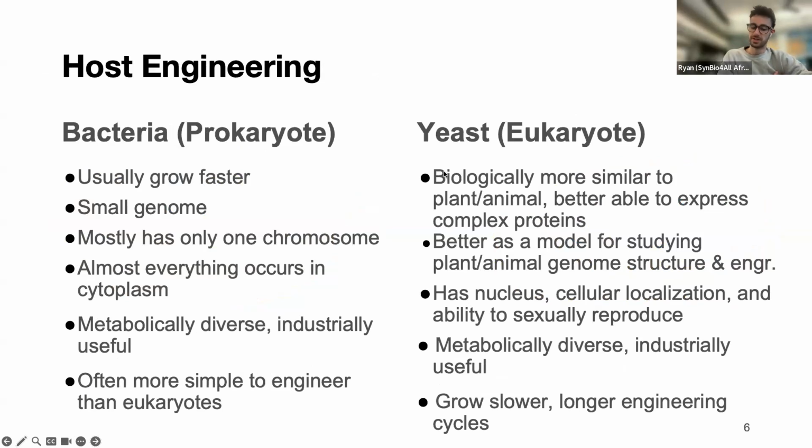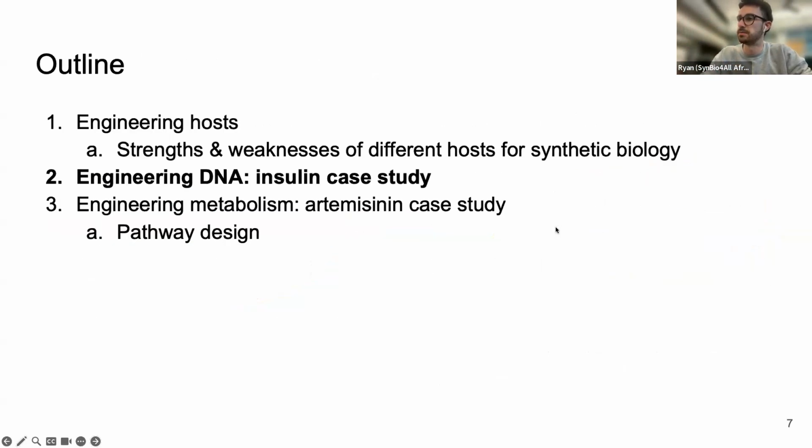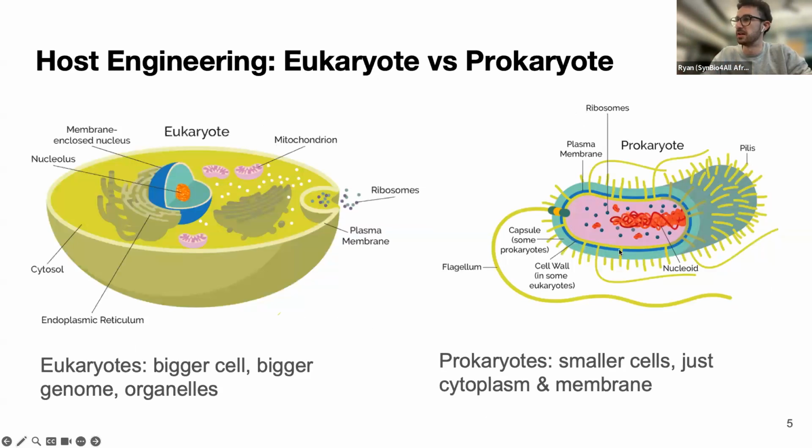So diving into this eukaryote versus prokaryote thing a little bit deeper, this is similar to what I was just discussing previously. Basically, bacteria or prokaryotes grow faster, and they have smaller genomes. Typically, they only have one chromosome, and everything in the cell occurs in the cytoplasm. So if I go back a slide here, the cytoplasm is basically this intercellular space. The only separation in the cell is the membrane, which is the outside of the cell, and the cytoplasm, which is everything inside. So most things are just happening on the inside of the cell.